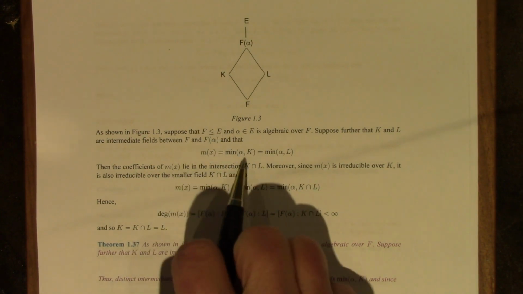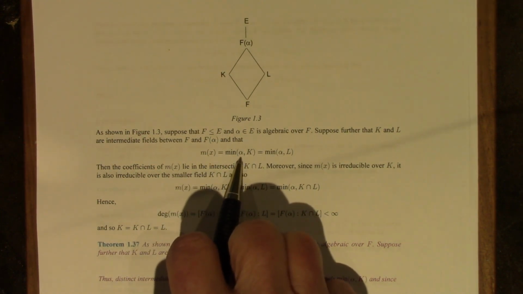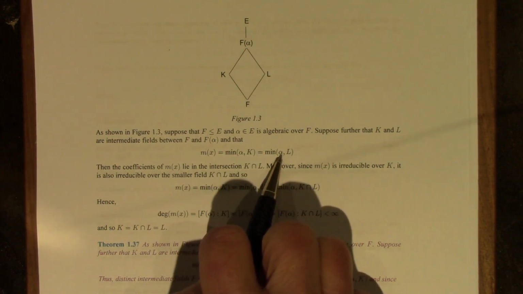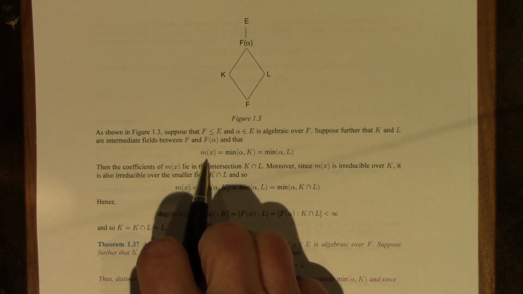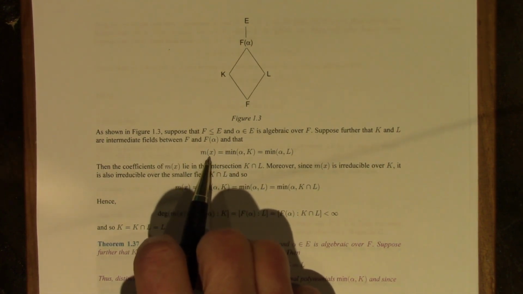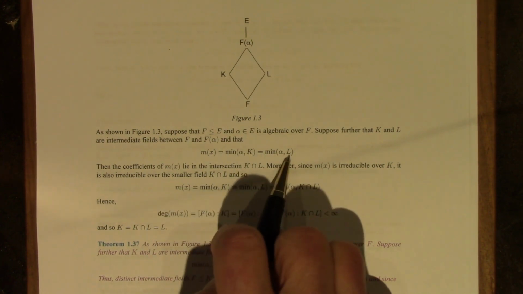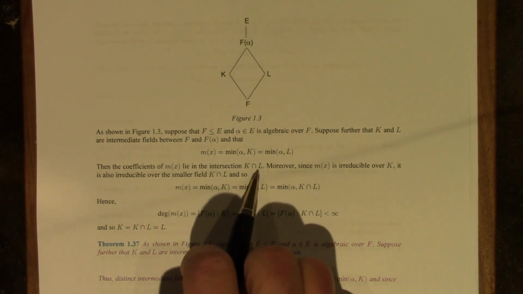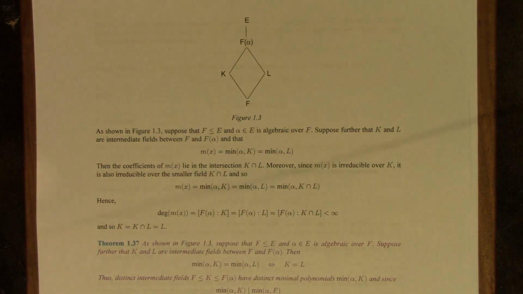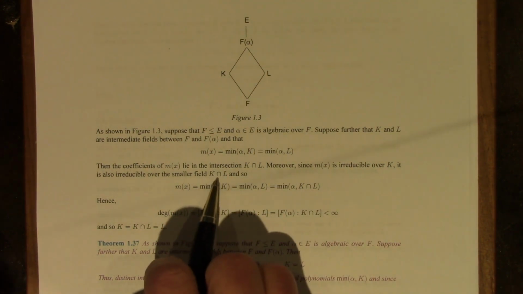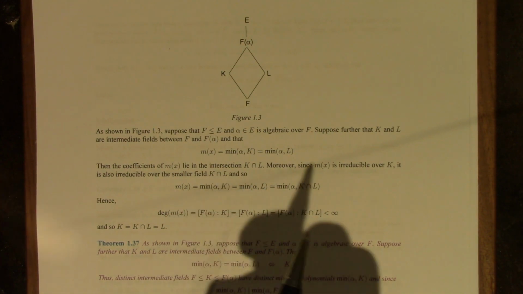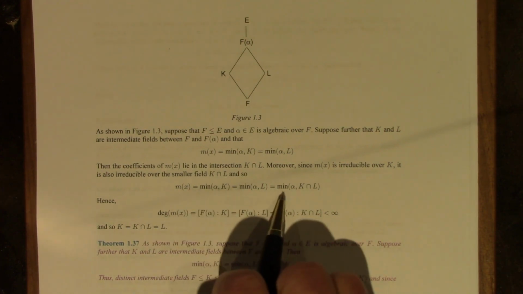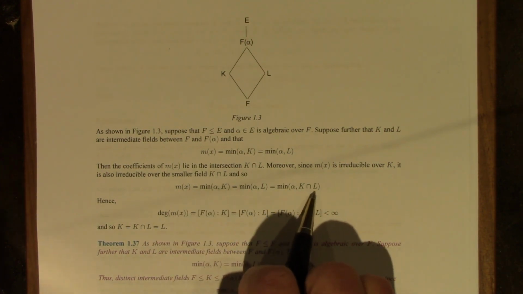and that the minimal polynomial of alpha with respect to K and L is the same. So I'll call it M of X. That means the coefficients of M of X lie in K and also in L, and so they lie in the intersection. Moreover, since M of X is irreducible over K, it's also irreducible over a smaller field, K intersect L, and so we can add the fact that M of X is the minimal polynomial of alpha over the intersection.